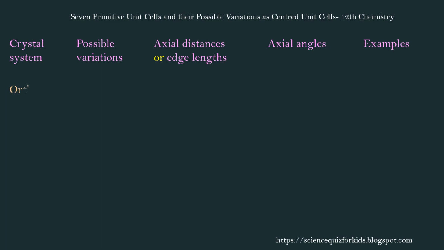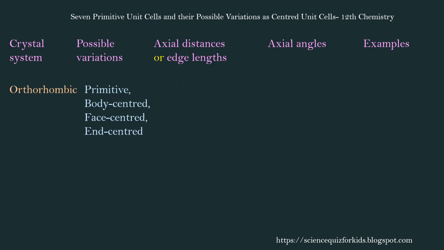Crystal system: orthorhombic. Possible variations: primitive, body centered, face centered, end centered. Axial distances: a ≠ b ≠ c. Angles: alpha = beta = gamma = 90 degrees. Examples: rhombic sulfur, KNO3 and BaSO4.